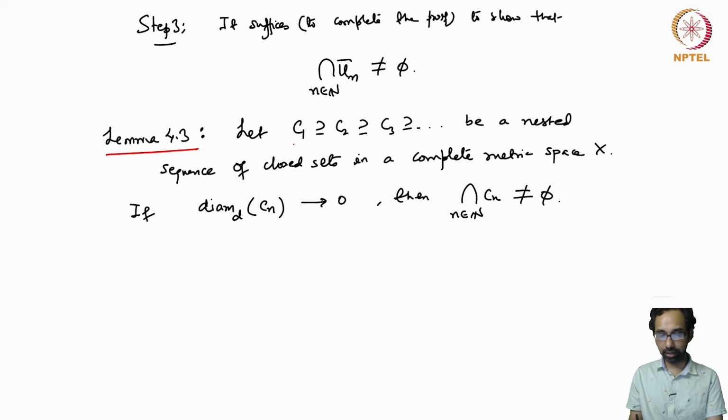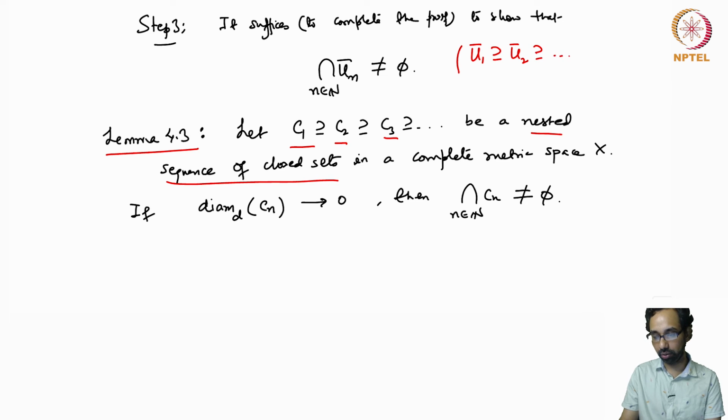So this lemma states that if you have a nested sequence of closed sets, so nested sequence means C1 is the largest, C2 is a subset of C1, C3 is a subset of C2, and so on. So this is a nested sequence of closed sets. And for example, here we have the same situation where you had U1 closure, this was the largest, then you had U2 closure, and so on. So this was the nested sequence that we defined in step 2 in the recursion step. And so these are in a complete metric space X.